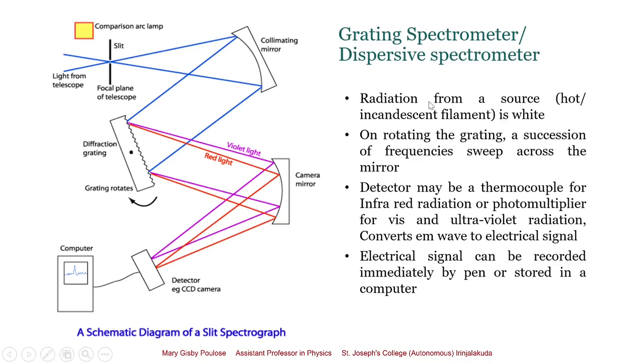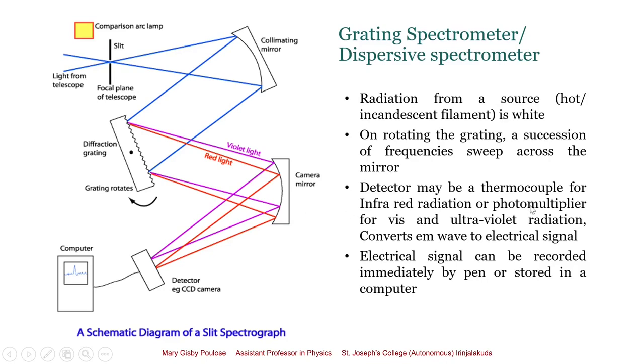So the radiation is from a source, a hot or incandescent filament, a white light source, so that there are all wavelengths from it. And on rotating the grating, a series of frequencies can be tuned across this mirror.